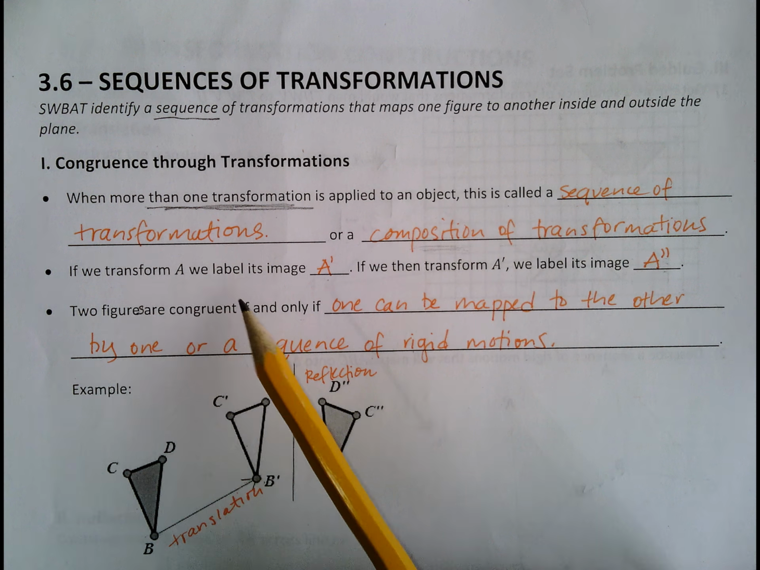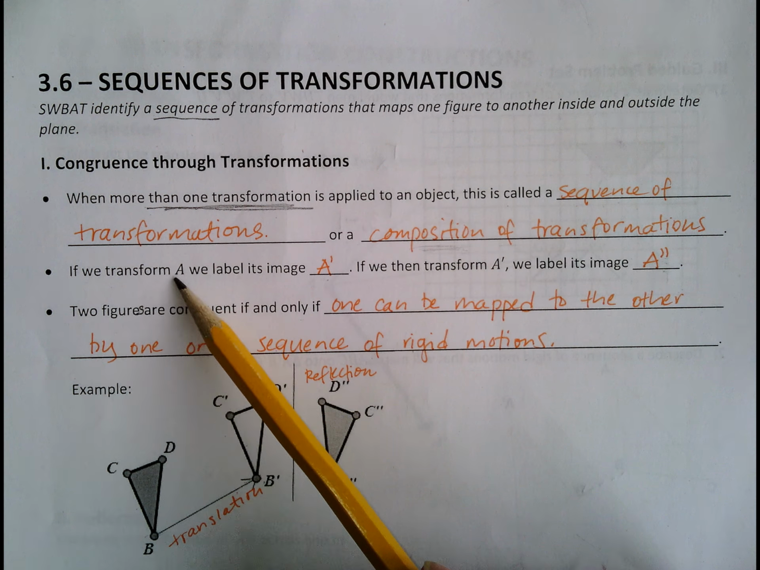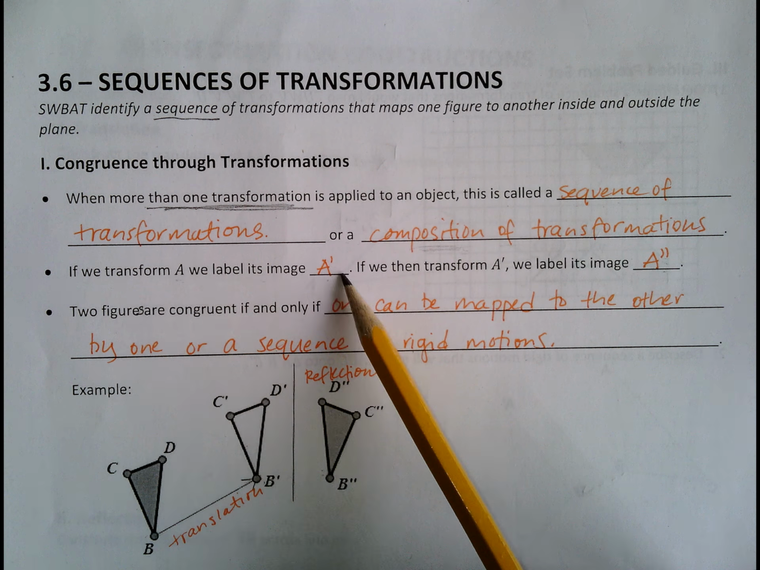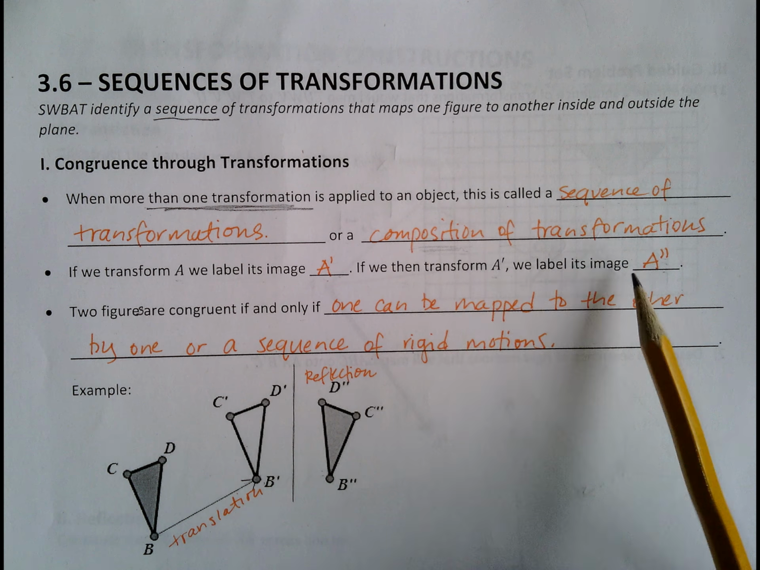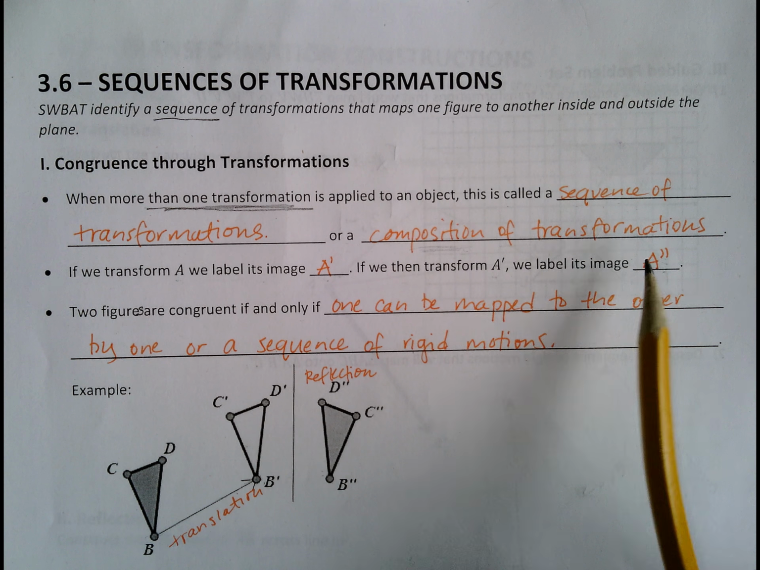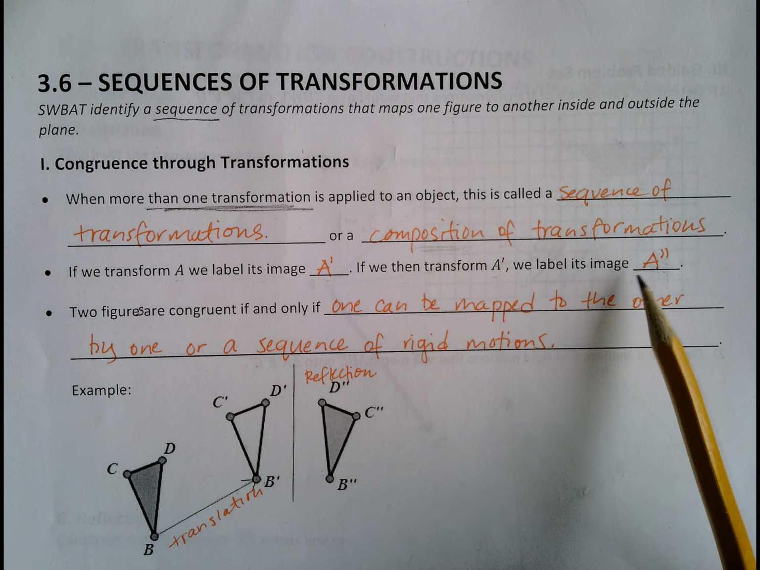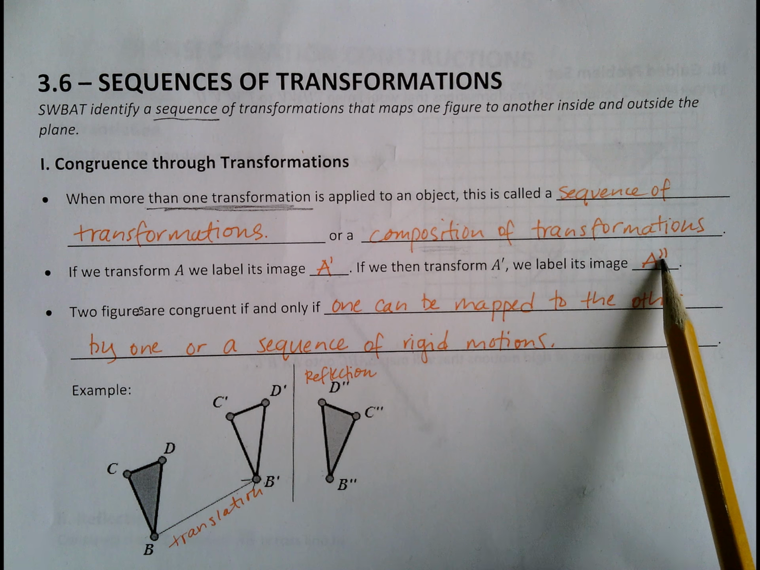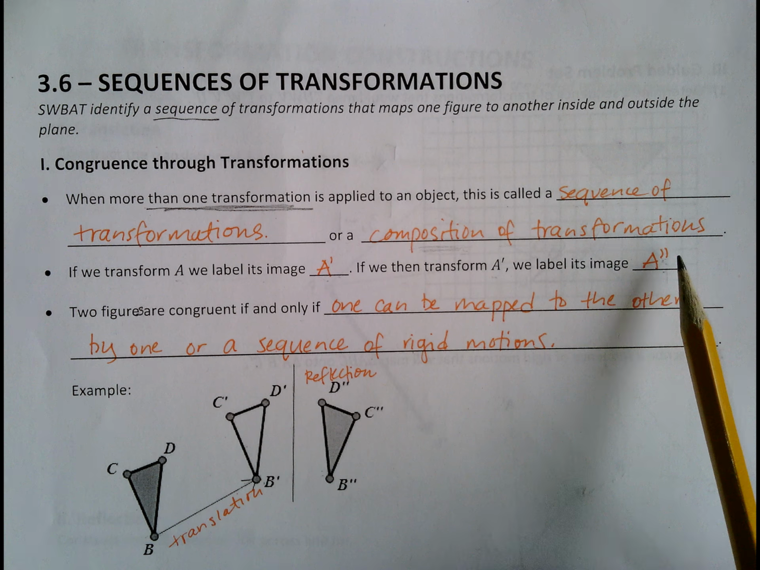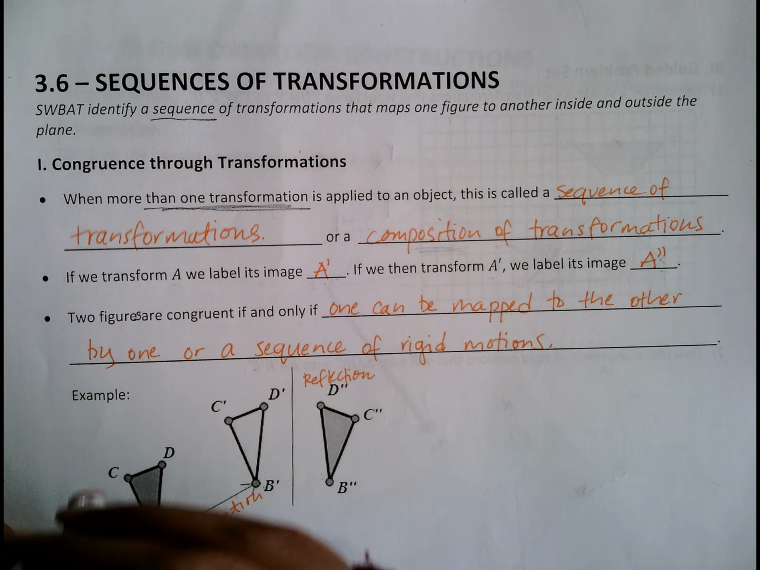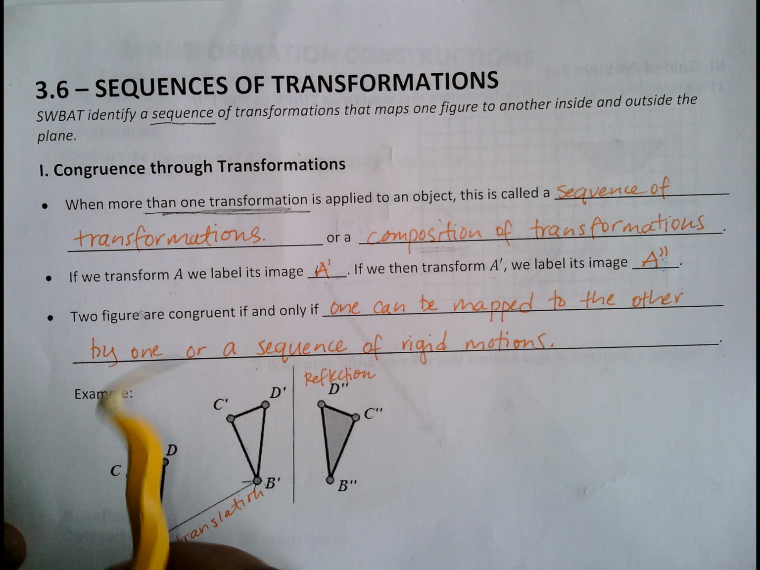Okay? If you transform A or point A, you label its image A prime. If you then go ahead and transform A prime, you label it A double prime. So you want the number of transformations you're doing to correspond with your prime notation, okay? Because if you were to go ahead and transform A double prime, then that image would be A triple prime, all right?